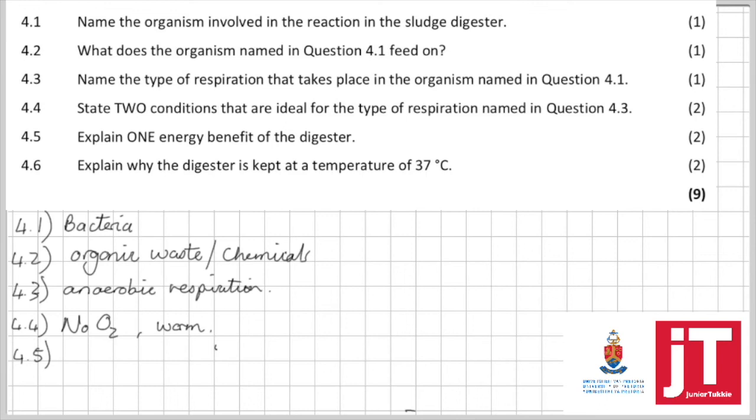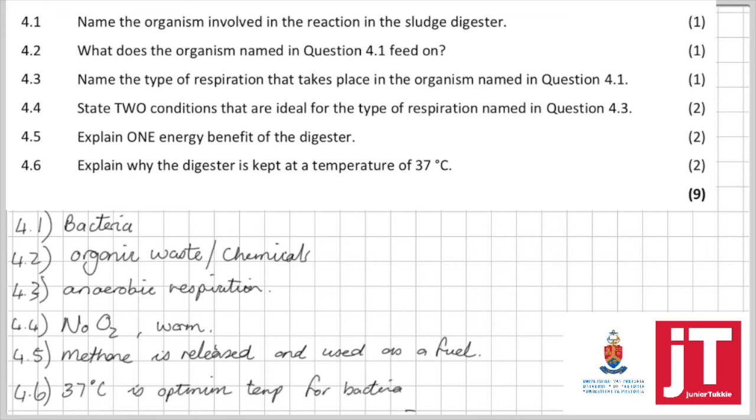4.5, explain one energy benefit. Methane is released, and it is used as a fuel. So there's the benefit. 4.6, 37 degrees Celsius is the optimum temperature. That is the what. And then the why is for bacteria to thrive, to do their job well.